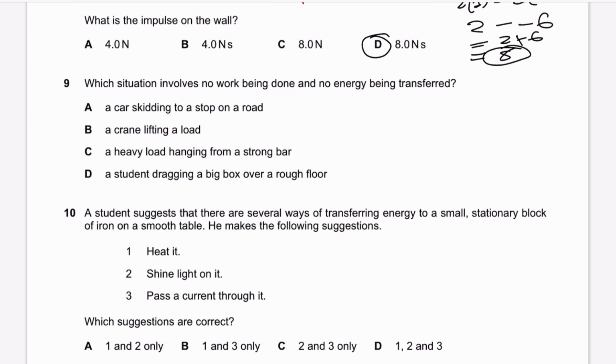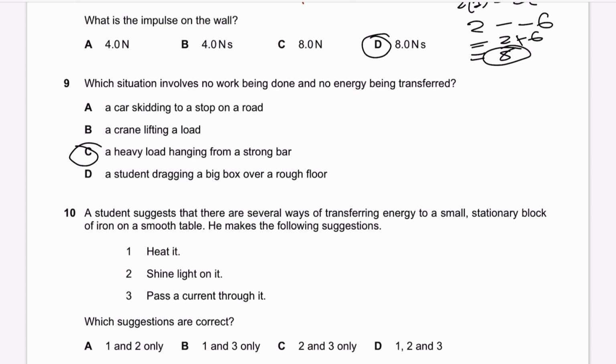B, a crane lifting a load. Of course, work is being done. The force is being pulled upwards, and the direction of movement is also upwards. So work is definitely being done. C, a heavy load hanging from a strong bar magnet. Now nothing is actually moving. There's no force being applied. Therefore, there's no work. And if no force is being applied, nothing is moving. Therefore, no energy is being transferred as well. So the answer for number 9 is C.